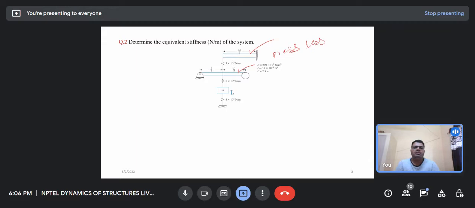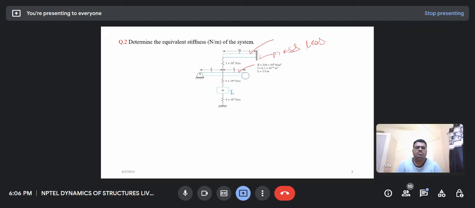So, can anyone tell me how we combine these systems? First, can you calculate the stiffness of the cantilever beam? Can anyone tell me what is the stiffness of the cantilever beam? Only the formula, then the calculation you can do easily. You can write in the chat box, or unmute yourself and tell me what is the stiffness of the cantilever beam, directly the formula.